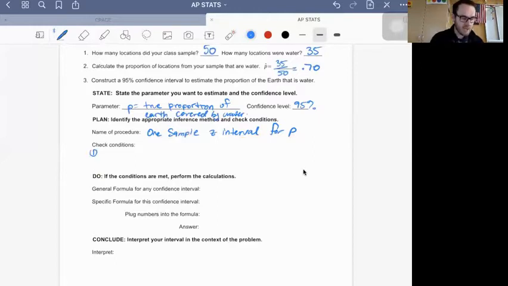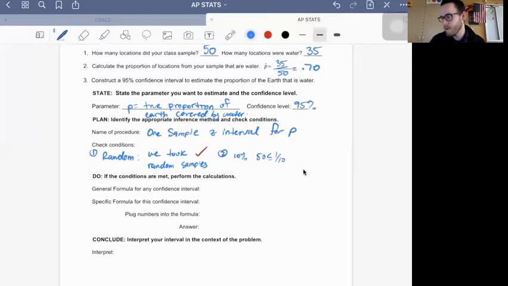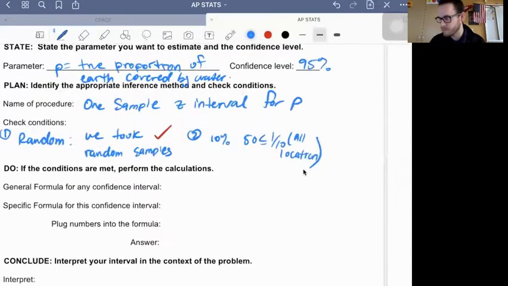To check the conditions, we need to check the random condition, which we took random samples, so it's safe to assume that is true. Two, the 10% condition. So we need to check if 50 is less than 1/10 of all locations on Earth, which I like to think that there's more than 500 places you can be on Earth at a given time.